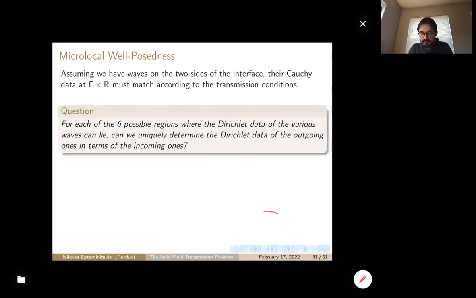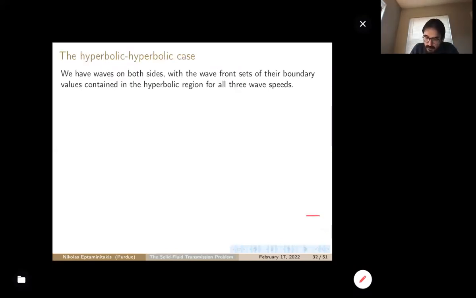Okay, so basically you have to look at a large number of cases. So you have to look at 6 cases separately. So I don't have time to talk about all of them in detail. I'll just outline the hyperbolic case. So here we assume that we have wavefront set in the hyperbolic region for basically all speeds. So for the p speed, the s speed, and the fluid speed.